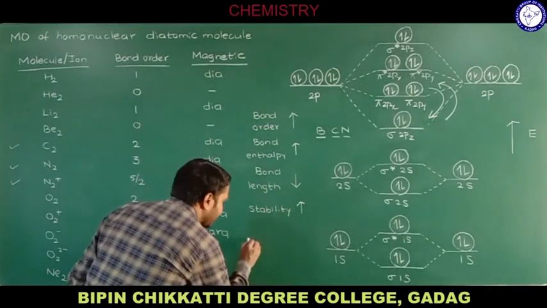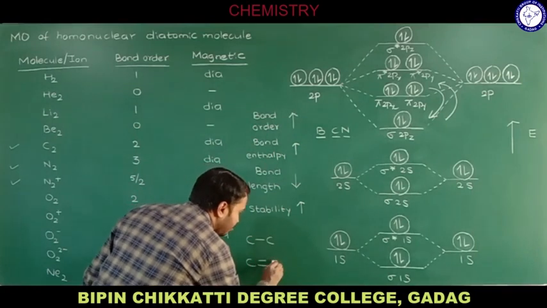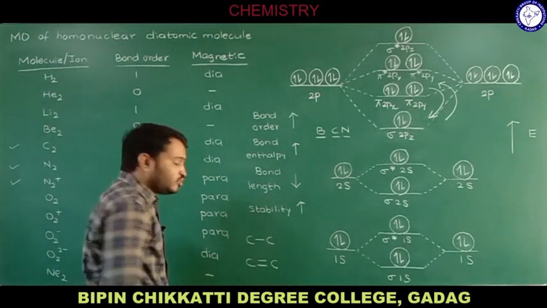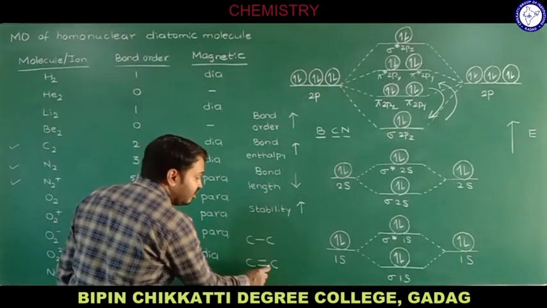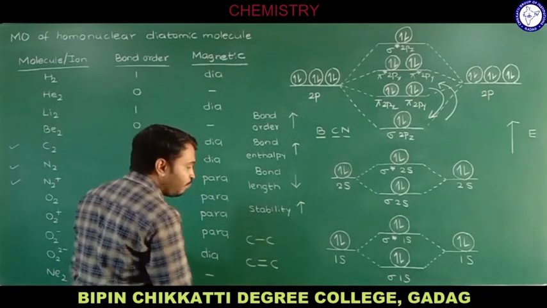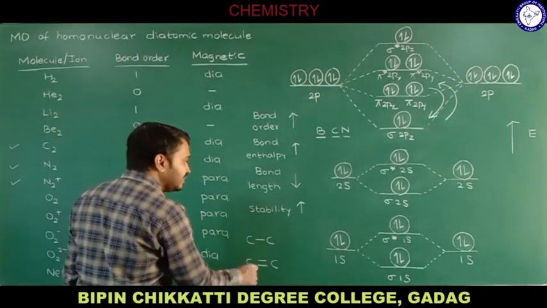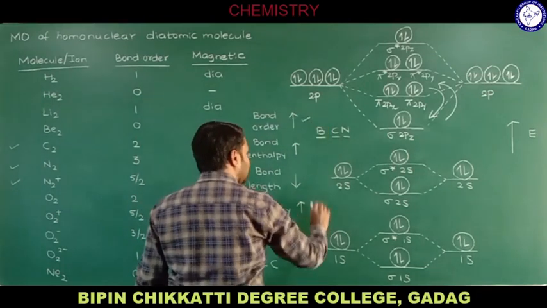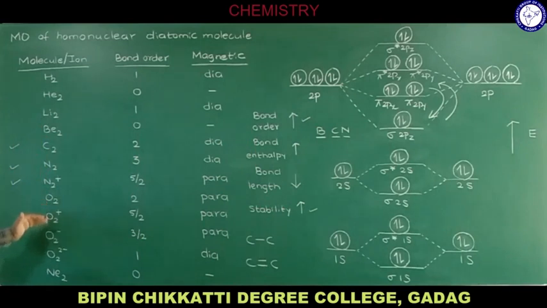Consider one example: carbon single bond carbon and carbon double bond carbon. When you move from here to here, bond order increases. When bond order increases, bond enthalpy increases. Therefore, bond enthalpy of this one is greater when compared to this. Then bond length decreases, so bond length will be maximum here and minimum here. When bond length decreases, stability also increases. In general, when bond order increases, stability also increases. If you know this, we can compare the stability of these.